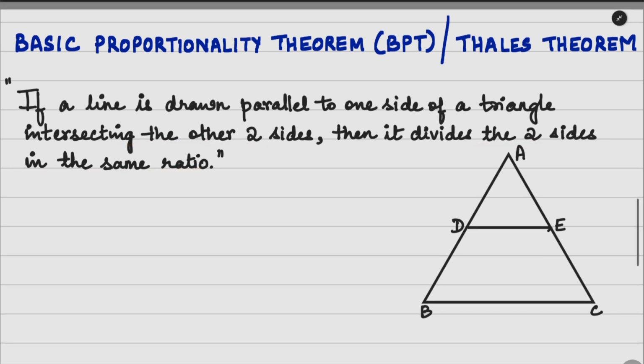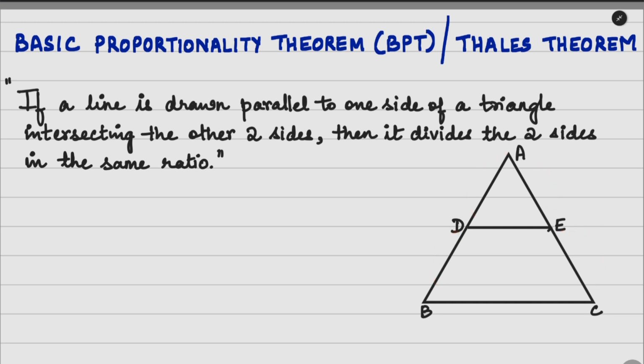So suppose you have your triangle ABC and you have a line which is drawn, that is DE is parallel to BC, and DE intersects two sides of the triangle, that is AB and AC. Then it divides the two sides in the same ratio, that is AD by DB is equal to AE by EC. So the BPT just states that if a line is drawn parallel to one side of a triangle and this line intersects the other two sides, then it divides the two sides in the same ratio.